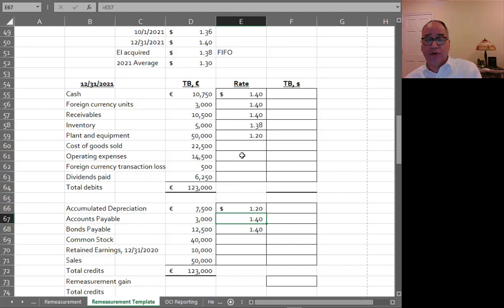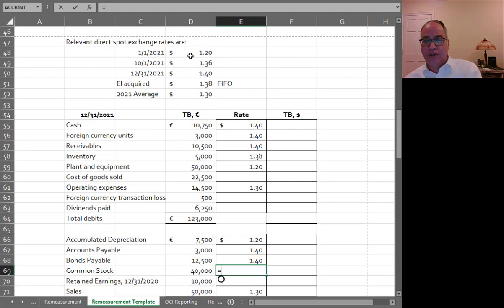I'm going to skip cost of goods sold for a minute. Operating expenses is going to go at an average rate, as will sales. Common stock will go at the historic rate, which is $1.20. That's when we bought the company. And retained earnings, for the same reason as I gave you before, is going to go at the historic rate.